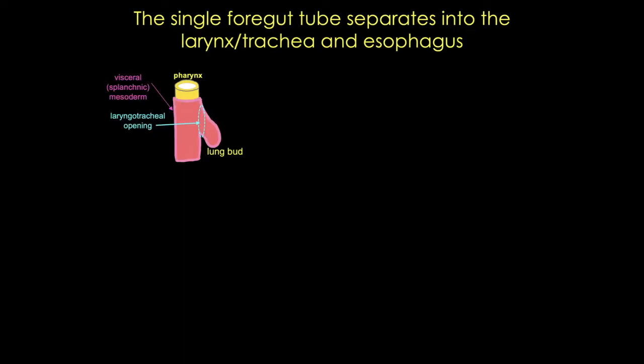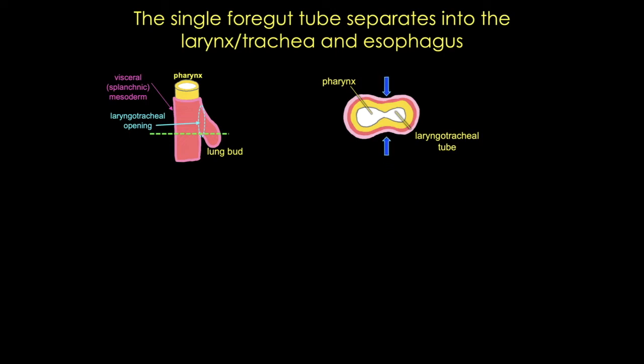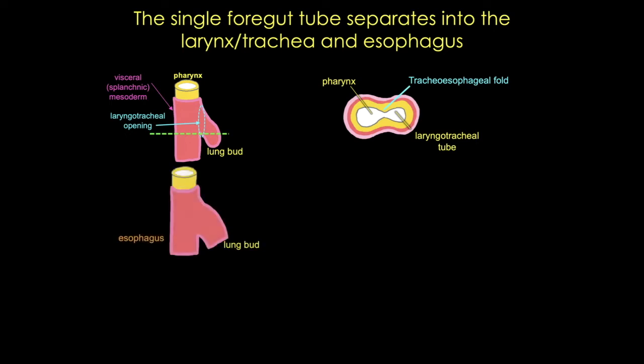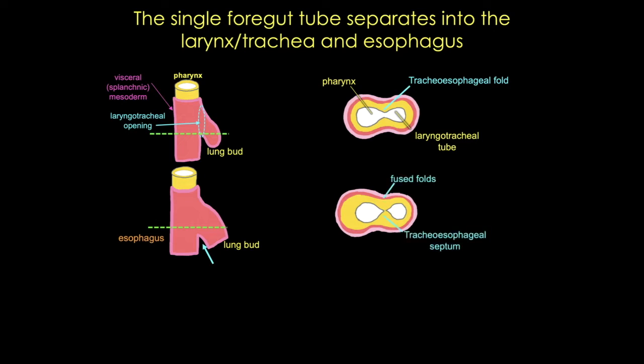So we're looking again at a cross section with the pharynx and the laryngotracheal tube. Now two sides of that tube begin to grow more towards one another, and they form the tracheoesophageal folds. The folds will continue to fuse, and the diverticulum will continue to grow downwards, and you can see the forming septum and the separation of the esophagus and the trachea. Now eventually those folds will fuse completely to form the tracheoesophageal septum.